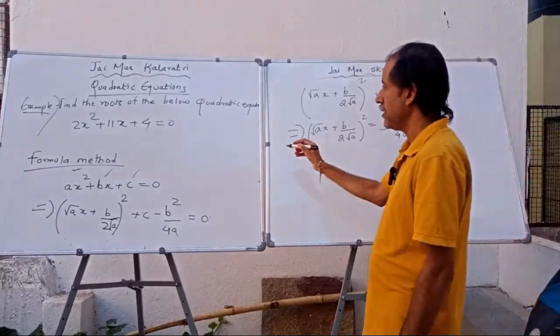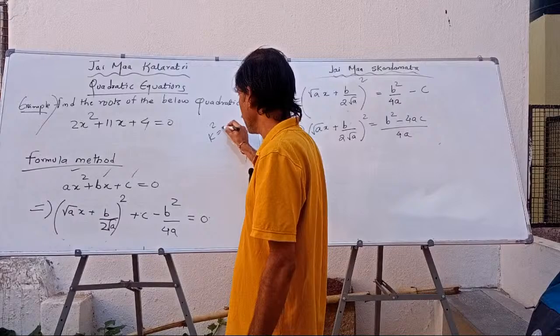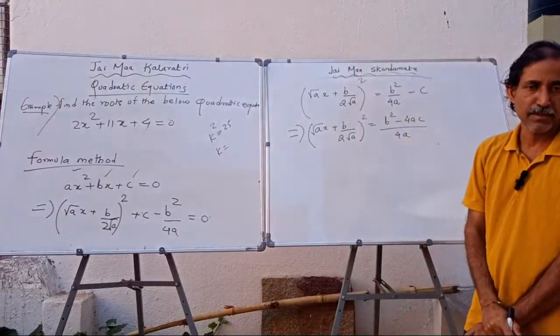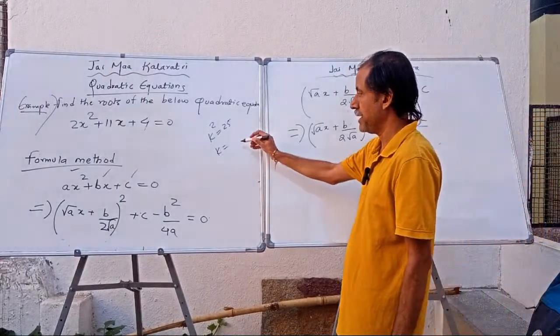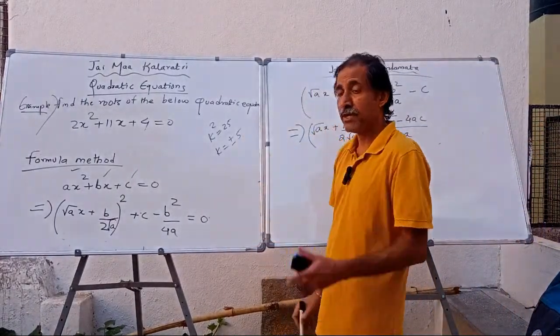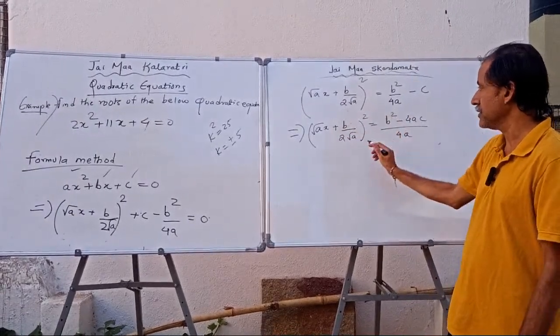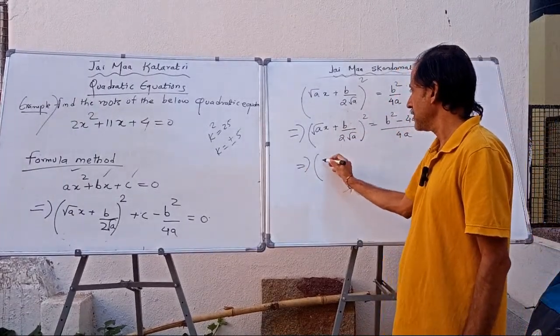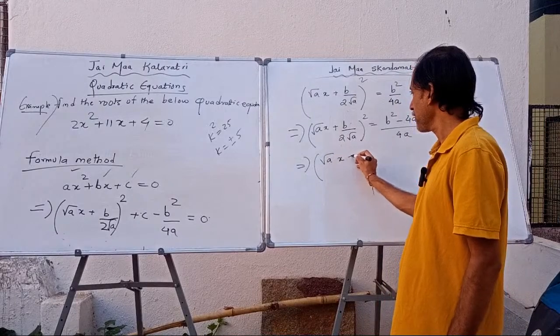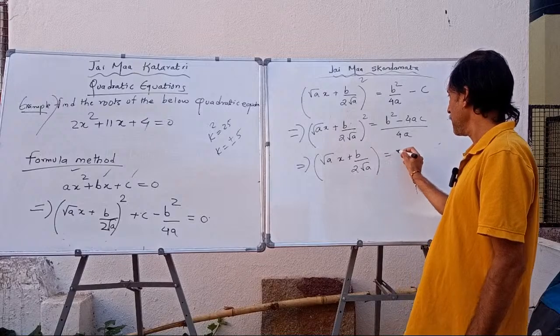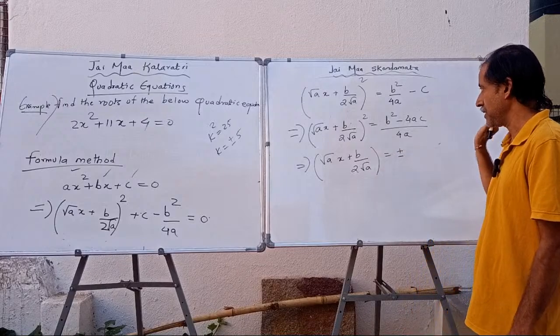Okay. Now this is square. Now if k square is equal to 25, k is equal to, for example, plus or minus 5. Minus 5 into minus 5, 25. 5 into 5, 25. Same thing here. This square is equal to this. Implies plus minus.